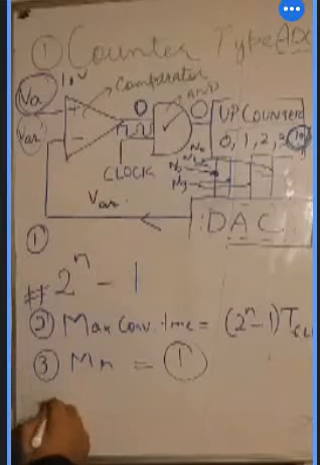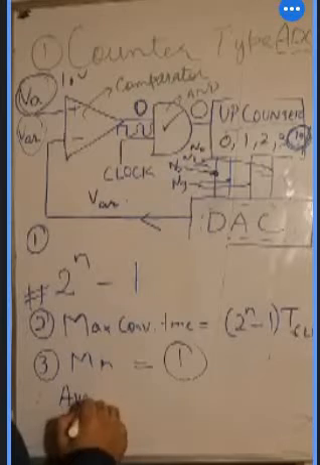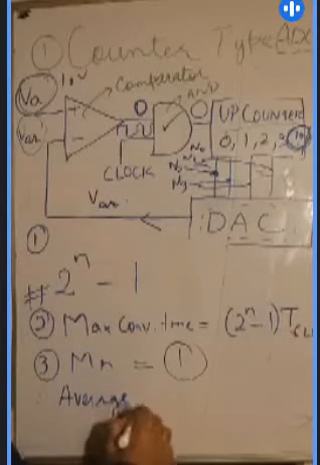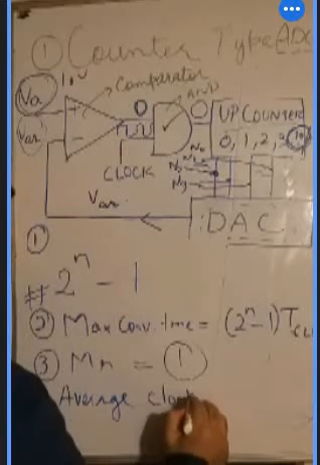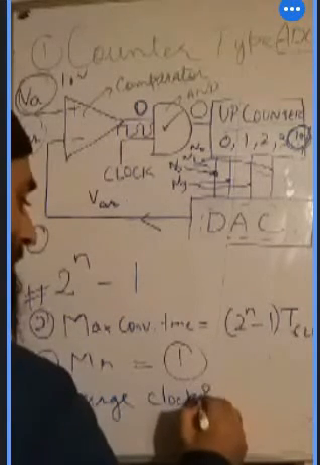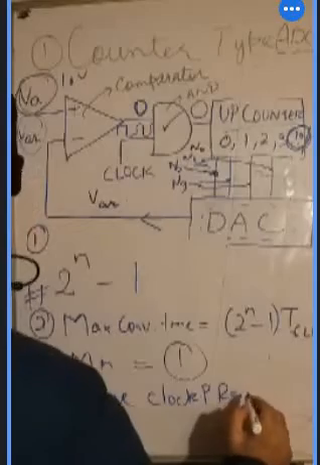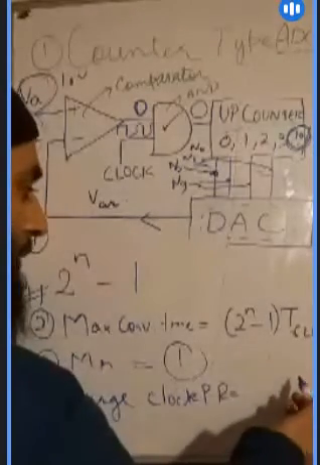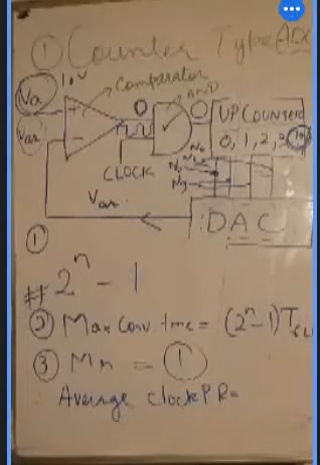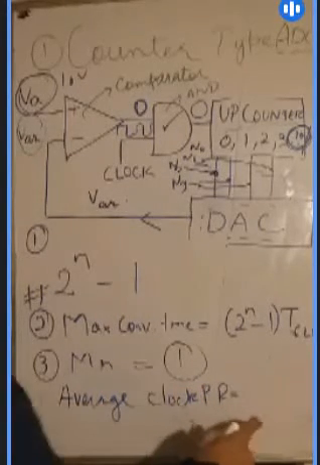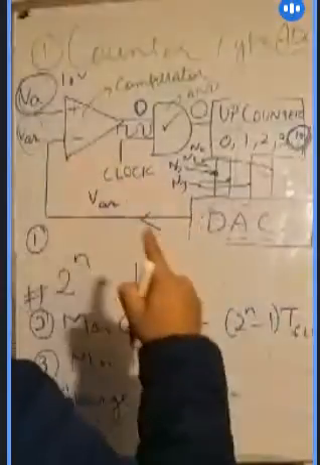Therefore, average clock pulse क्या हुए? Average clock pulses required is equal to, इन दोनों का sum divided by 2. इसका और इसका sum. Eyes on board please. Listen to me. This is an important point. So the average clock pulse is required for a counter type ADC.